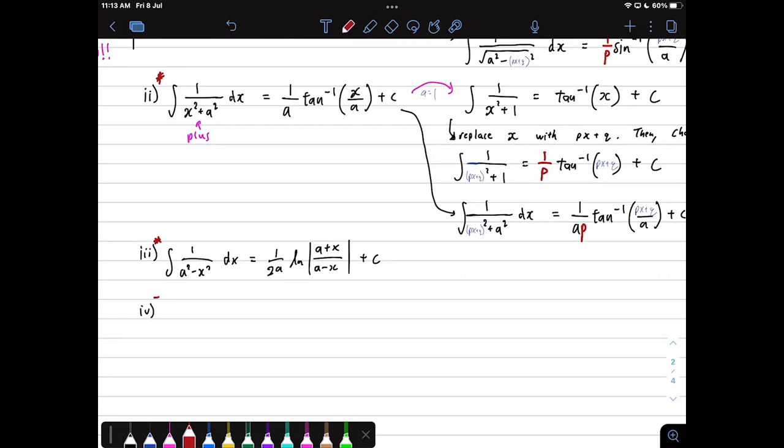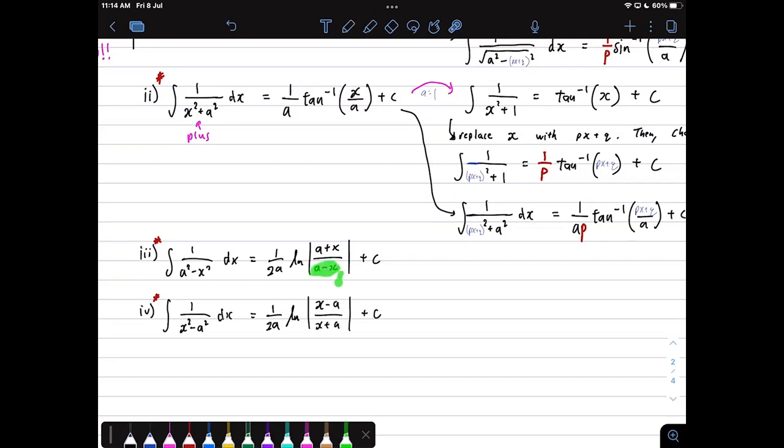Also inside the formula list, they simply multiply by a negative 1. So you get 1 over x squared minus a squared. Then you have to get 1 over 2a times the ln of modulus x minus a over x plus a. But wait, there's a condition.